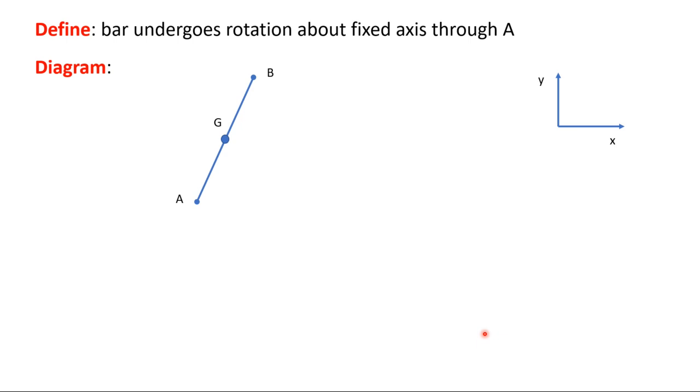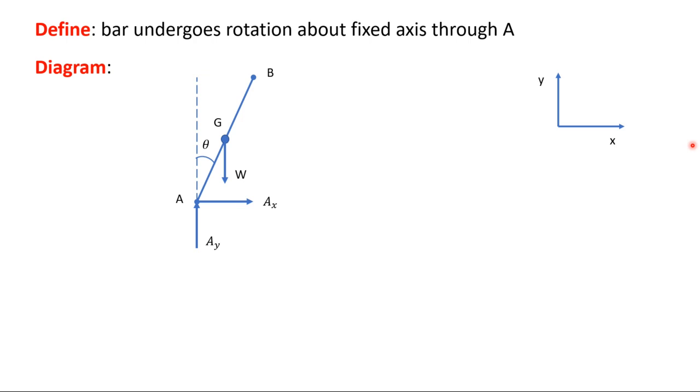We find that the bar undergoes a rotation about the fixed axis at A, and the diagram, as you can see here, is just a bar with the centroid in the middle. This will be taken as the y-axis, this as the x-axis, and the weight sits in the middle going downward. Theta is the angle between the y-axis and the bar AB. At point A, we have the two reactions, Ax and Ay.